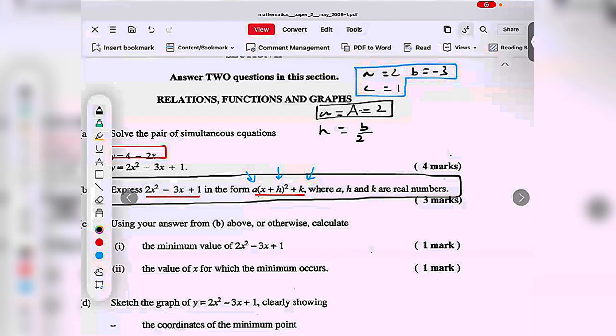b over 2a. Okay, b over 2a. All right, so we have b now. b is what? Negative 3. Yes, over 2 times 2, which is therefore equal to negative 3 over 4.